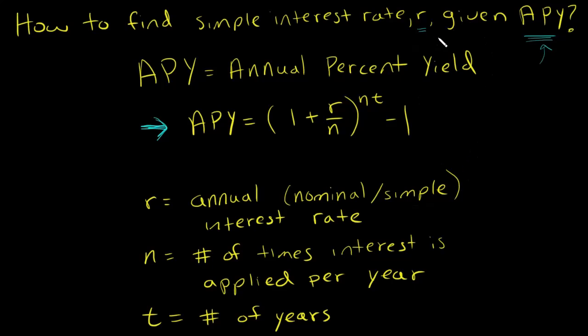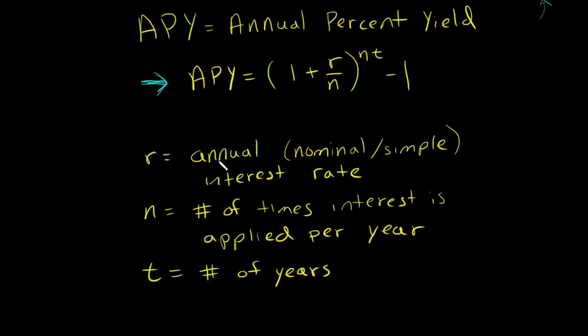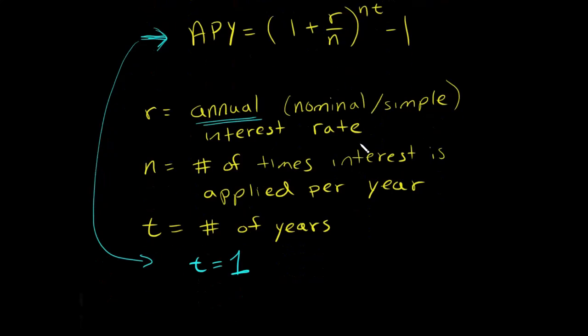And basically, to find the simple interest rate, what I need to do is rearrange this formula and solve for R. One additional thing I need to note is that R is the annual interest rate. So in this situation, when I'm trying to solve for R, I will plug in T equals 1, just 1 year. We're trying to find the simple interest rate for 1 year, annually. Okay, so that's the first step.